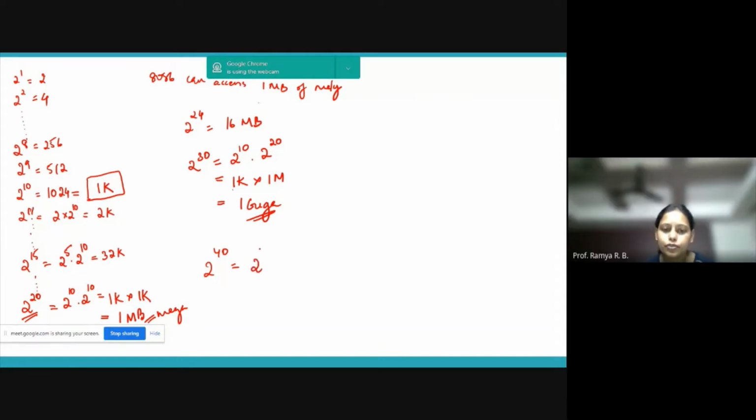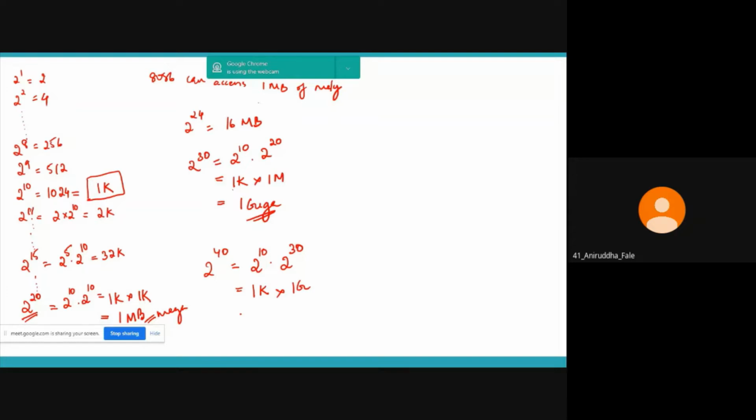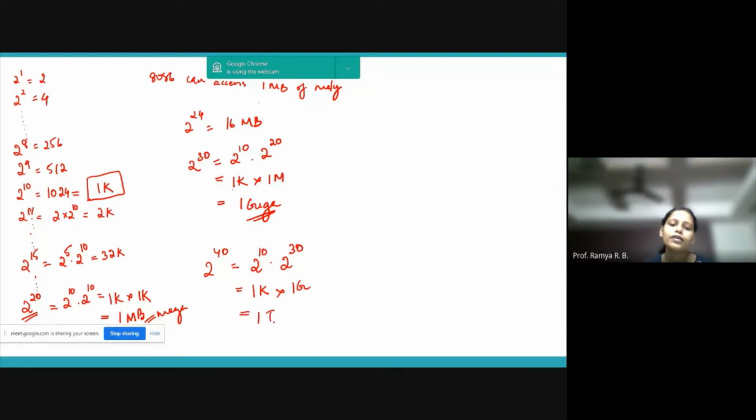1 tera. So how do you get terabyte? 2 power 10 into 2 power 30. What is 2 power 10? 1 kilo. 1 kilo into 1 giga is what? 1 terabyte. 1 terabyte of memory.